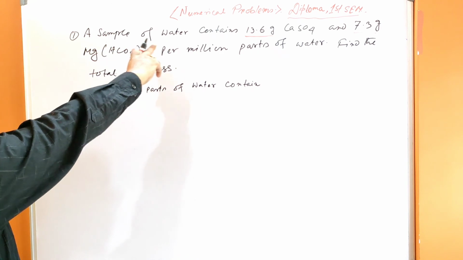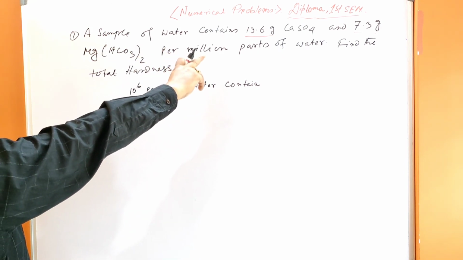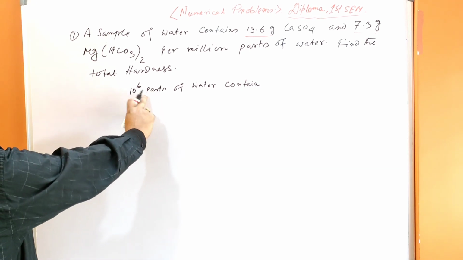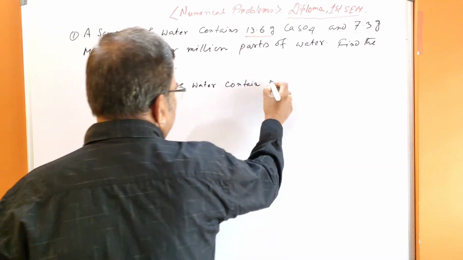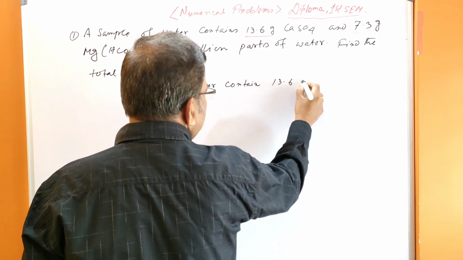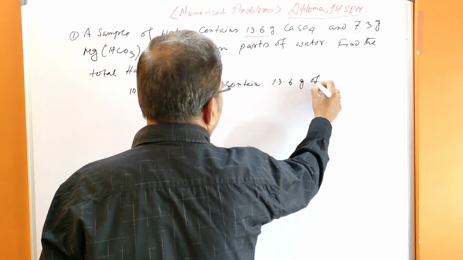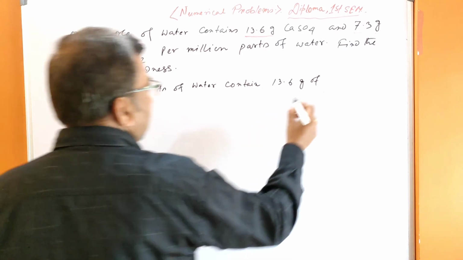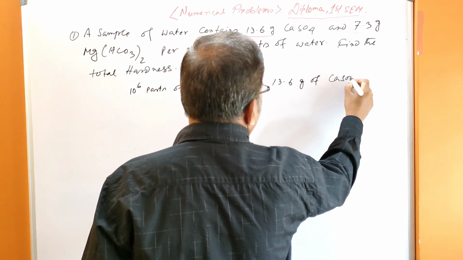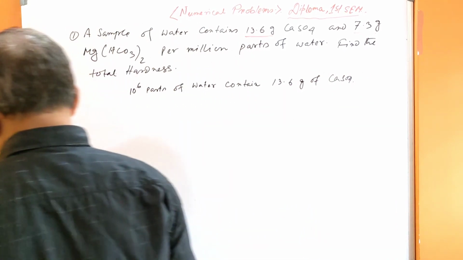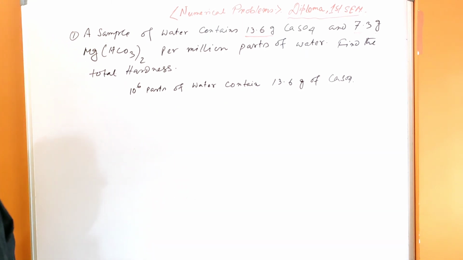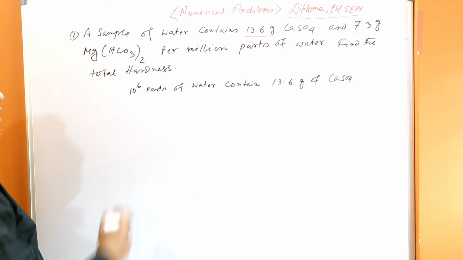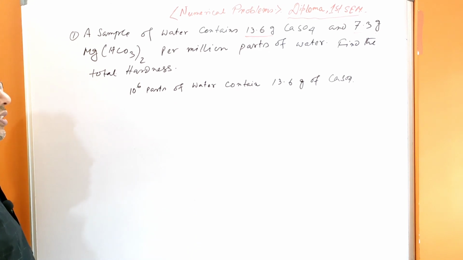A sample of water contains 13.6 gram calcium sulfate. That means 10 to the power 6 parts of water contain 13.6 gram of what? Calcium sulfate. Clear? We know this from here. What do you know? The equivalent weight of calcium sulfate is 136.